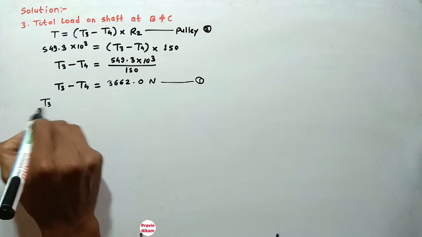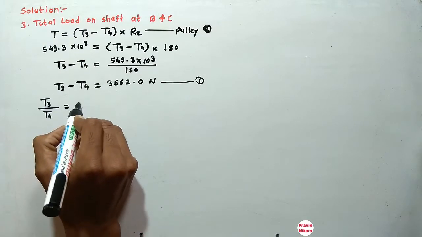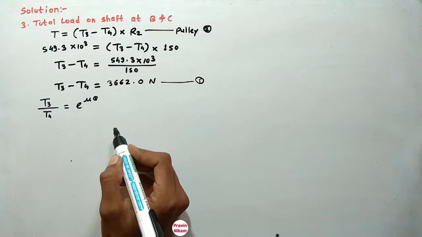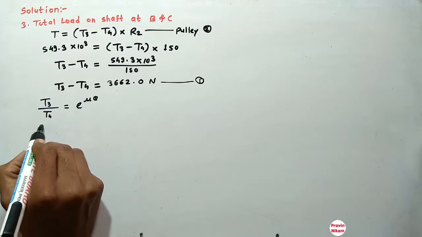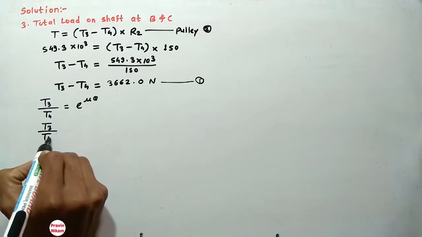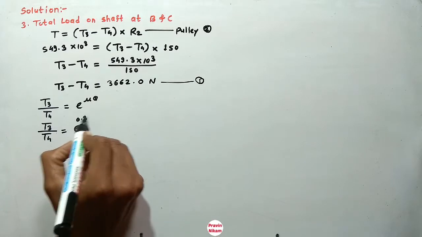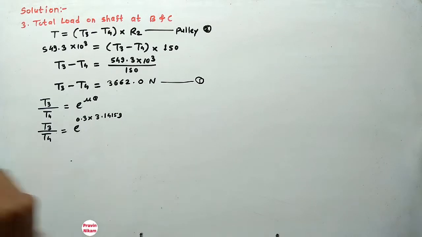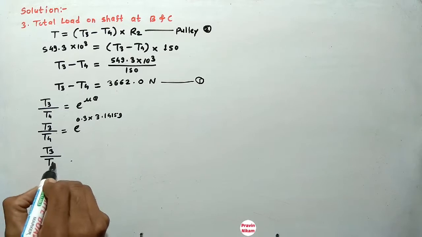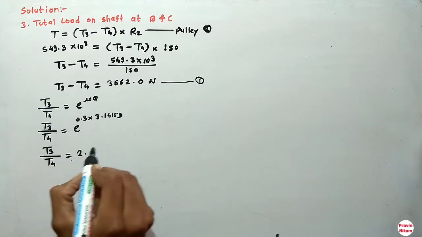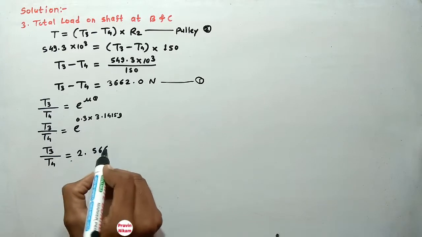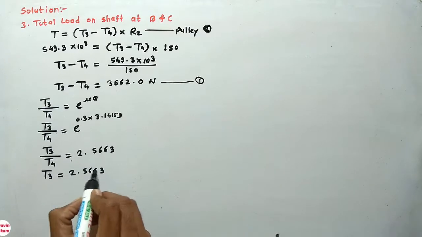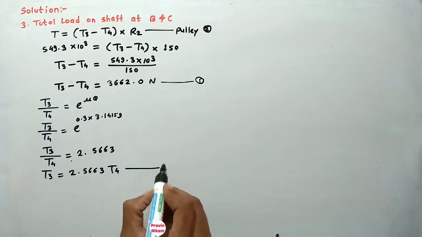Now we know that tension ratio in case of belt drive T3 by T4 is equal to e raised to mu theta. So T3 divided by T4 is equal to e raised to mu is 0.3 and theta is 3.14159. So this ratio becomes 2.5663. So T3 is equal to 2.5663 T4. So this is equation 2.